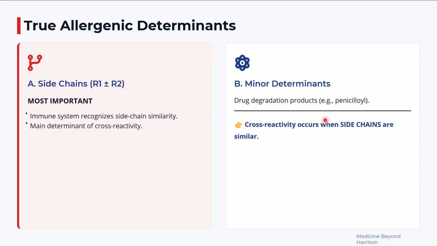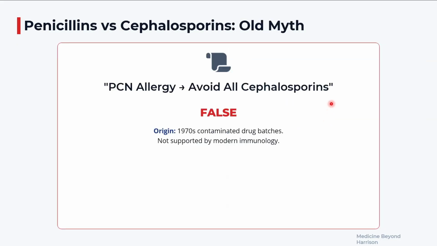Cross-reactivity occurs when side chains are similar. So this is the core concept that you need to know from this entire video. Penicillin is not a cephalosporin, so penicillin allergy is not equal to cephalosporin allergy. Previously there was a myth: if the patient is penicillin allergic, avoid all cephalosporins. That is a very false concept.